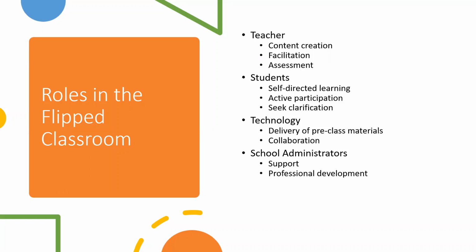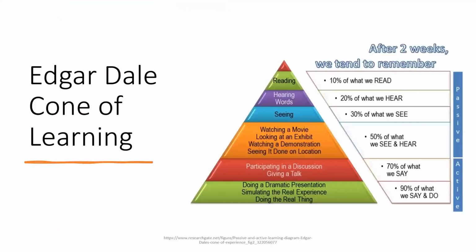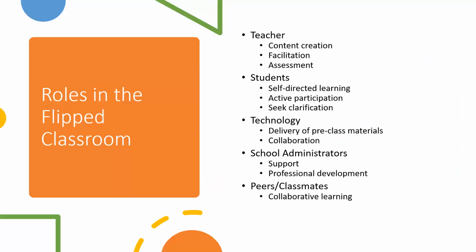And then we have our peers and classmates. The peers collaborate and work together during the in-class activities, and this helps foster a sense of community and collective learning. So each stakeholder's active involvement has a role in the success of the flipped classroom approach. And all of them can help improve student outcomes and deeper understanding of the subject matter. So each of these roles are important.